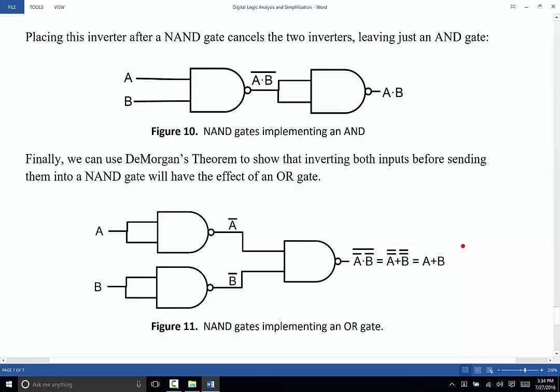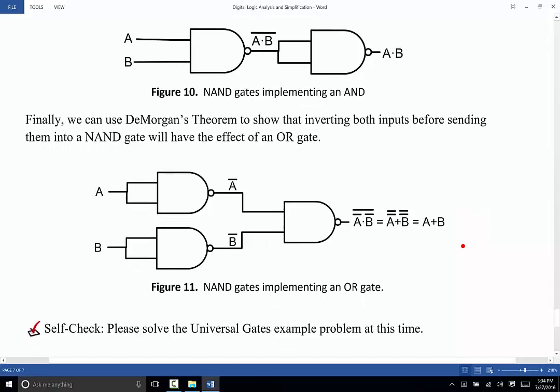So if you want an inverter, tie the 2 inputs together. If you want just an AND gate, put a NAND gate followed by an inverter. And if you want an OR gate, put a NAND gate preceded by an inverter on each of the 2 inputs. Now again, you can do the same analysis using NOR gates, but we're going to focus on NAND gates in this class. You'll have plenty of time to look at universal gates again next year. But for right now, you've got enough information to solve the universal gates example problem, which is going to ask you to just implement a given function using strictly NAND gates.